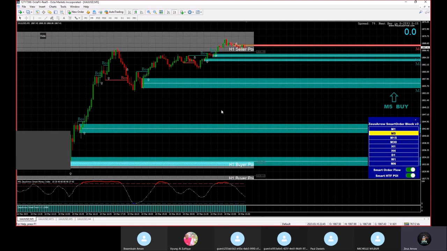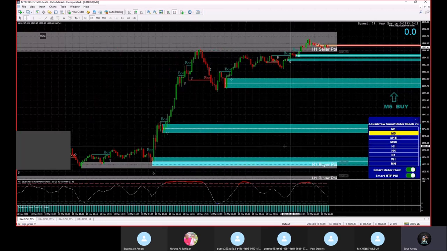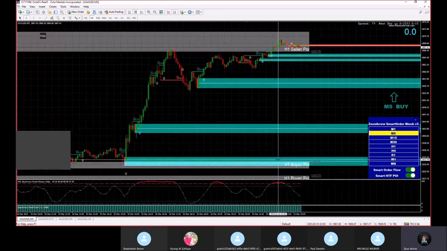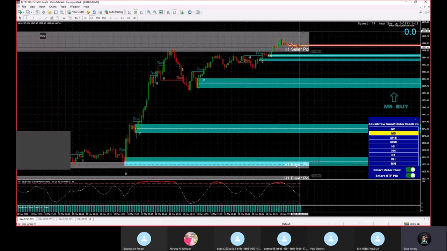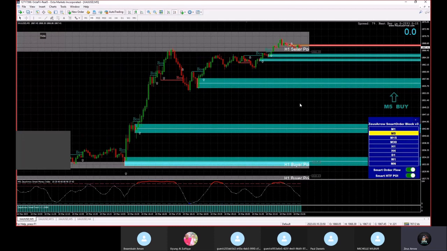Now, what about the 5-minute confirmation? First, we'll talk about the 5-minute confirmation, and then we'll go down to 1 minute, and we'll talk about how the 1 minute can be an entry confirmation. So 5-minute confirmation for me is only when the price is entering these buyer or seller zones. Whenever the price is entering the H1 seller or H1 buyer POI, you need a 5-minute confirmation.